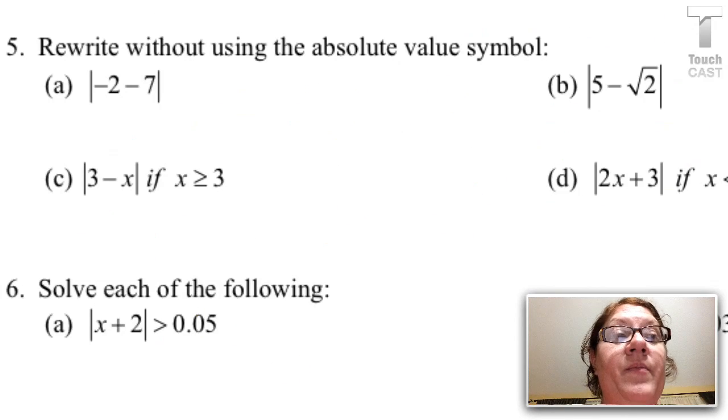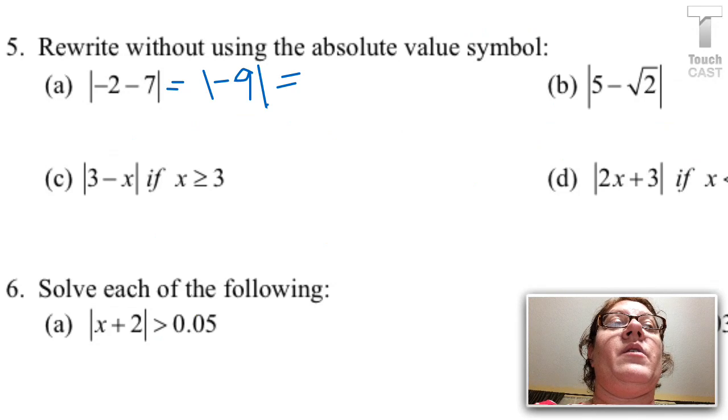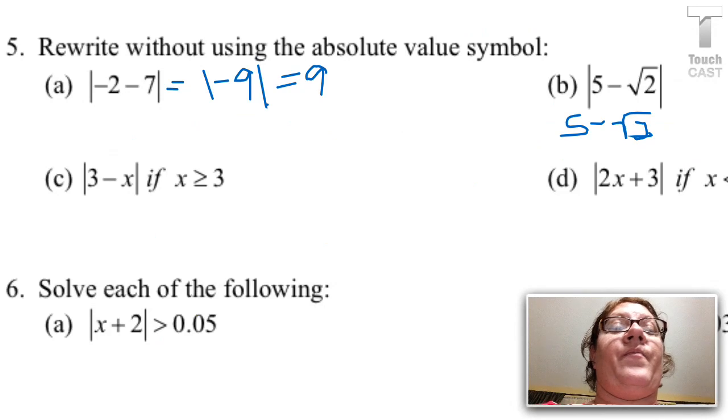On these next problems, before I put up the answers, you really should pause and try to do these yourself. So number 5, if I rewrite without the absolute value symbol, of course, this is -9 on the inside, which gives me just 9. This one, I'm just going to end up with 5 minus the square root of 2.